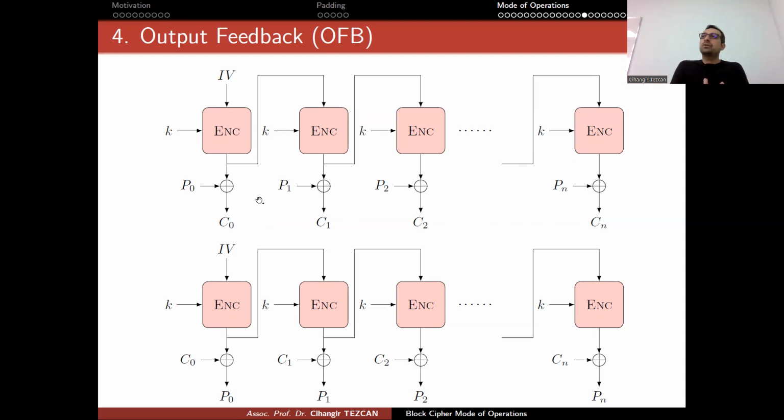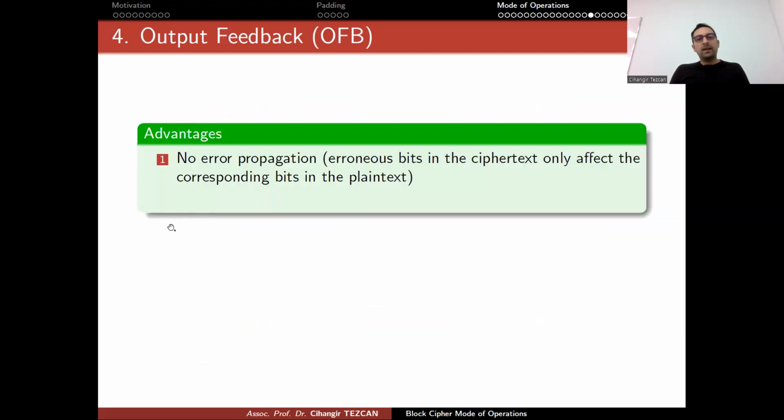This is again why I don't like the word IV here. I prefer nonce instead of IV. So if you use OFB, in every communication you have to say what the IV is for that encryption. But I will talk about it more when we talk about counter mode of operation, which is the next one. Advantages: no error propagation.